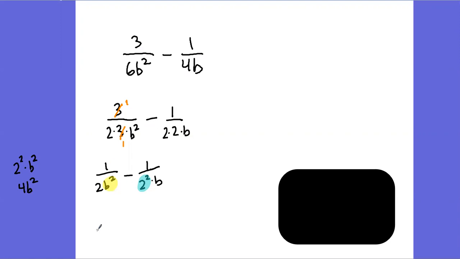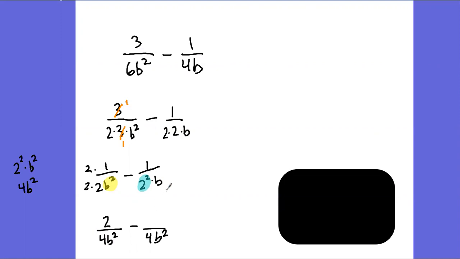So I want to write both of these so that we have this denominator of 4b squared. So now we can figure out, what am I missing here? What do I need to multiply by to have this denominator 4b squared? So right now the b squareds are good. Those match up. Over here, though, notice I have a 2, I have a 4. So I'm going to multiply the top and the bottom of this fraction by 2. So this will be 2 over 4b squared.